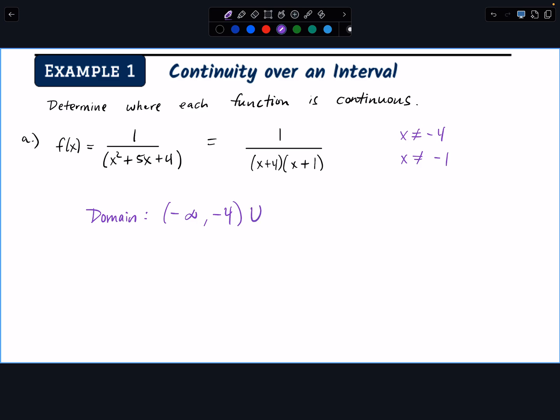Union. So what would come next? So I skipped over negative 4. Am I going to go to infinity now? What comes next? Negative 4 to negative 1. Union. I skip over negative 1, right? Is there anything else I have to worry about? Infinity. Good.